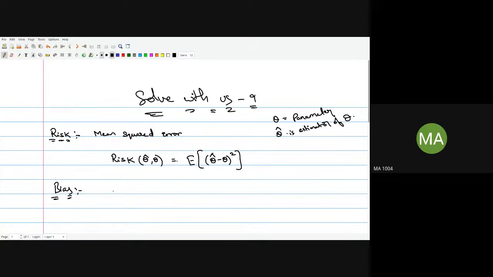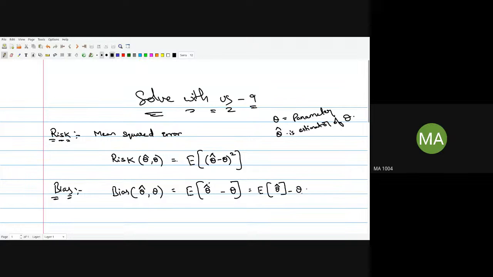Bias is also used for parameter estimators. So bias is basically the mean of the error, where the error is theta hat minus theta. So the mean of the error is what bias means. Theta is a constant parameter that we know, so it will go outside, and this will be the expectation of theta hat minus theta.